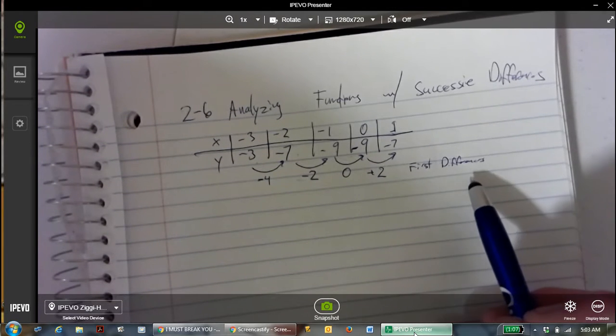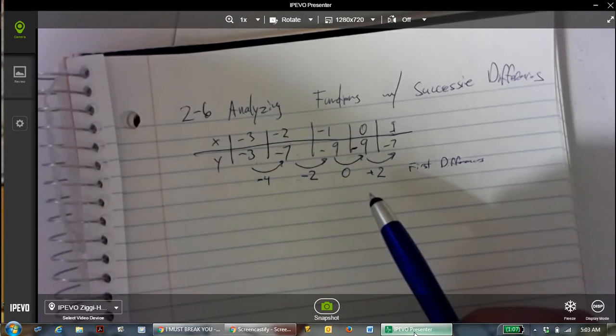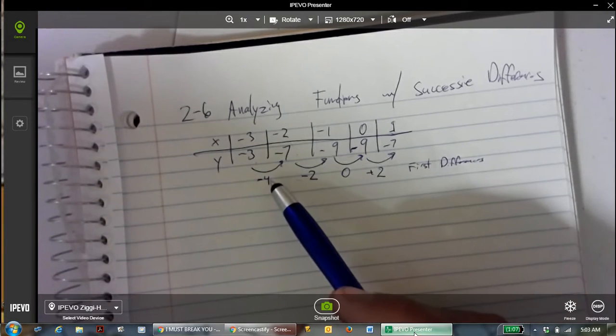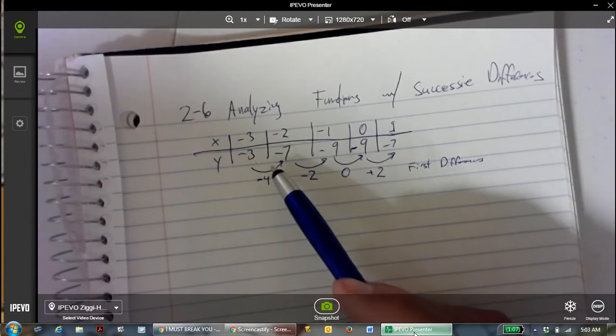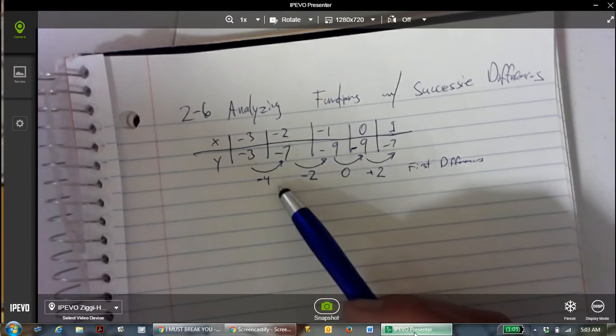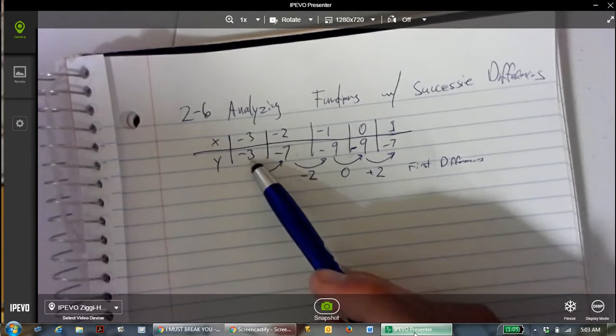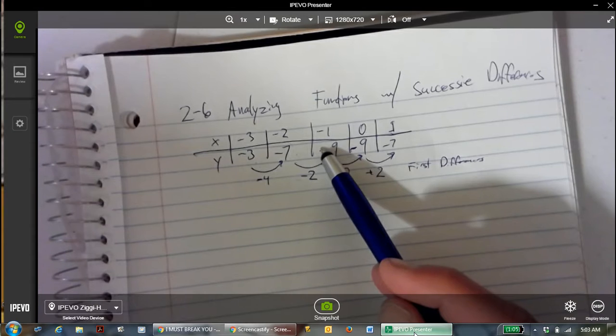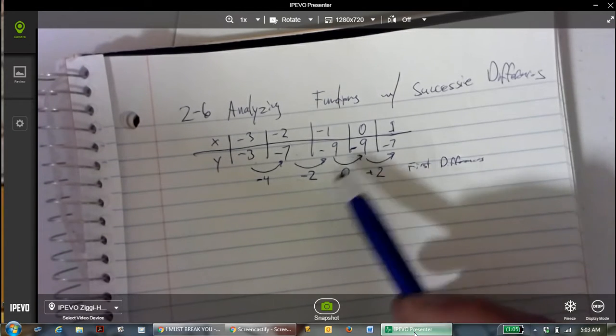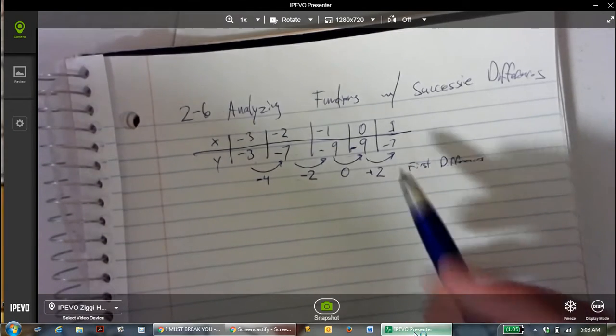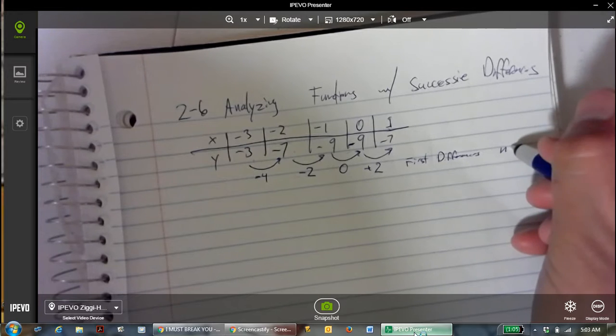Why is it called first differences? You'll see why in this example. Do they have the same gaps? Like, are they going up by the same amount? No. In fact, we had to subtract 4 here from these two numbers. Then we had to subtract 2 here. Then we didn't go up by anything. So these are not the same. So this is not a linear function.